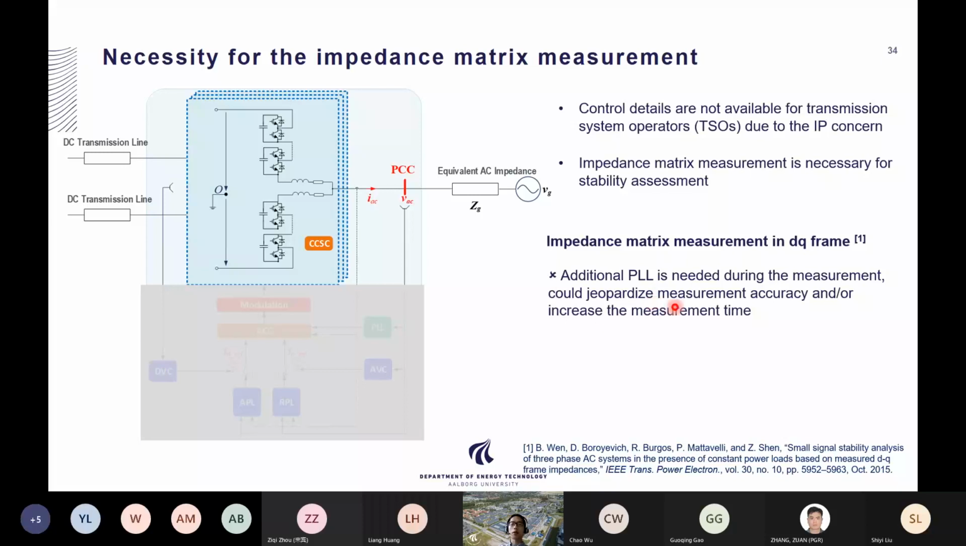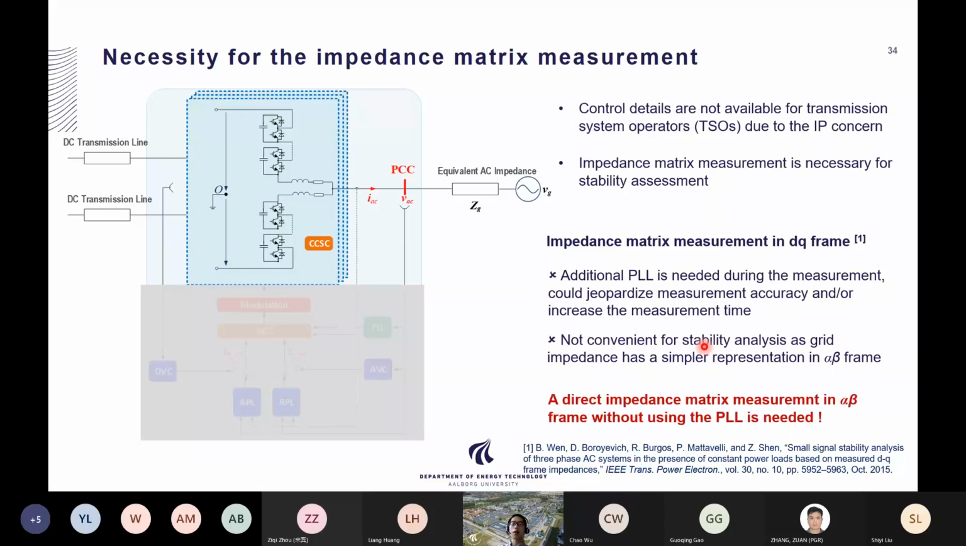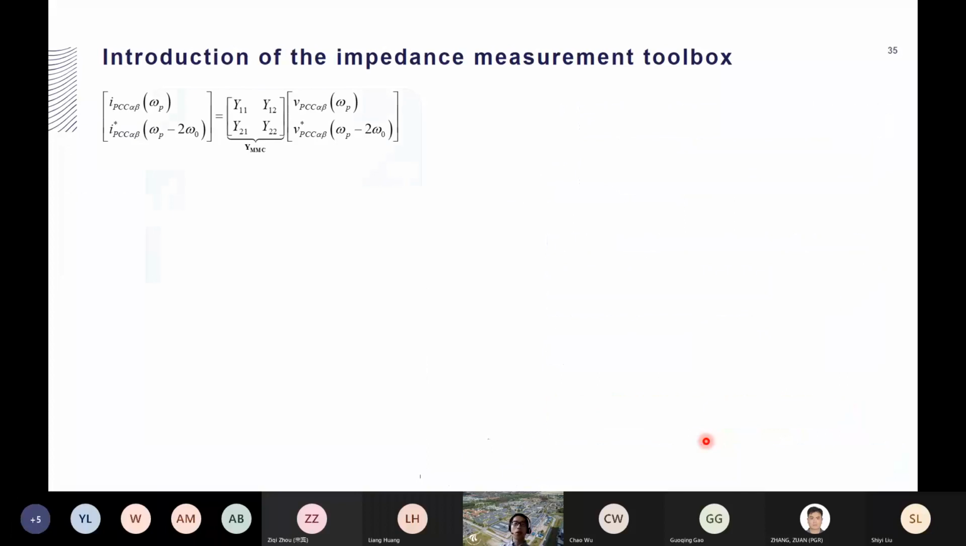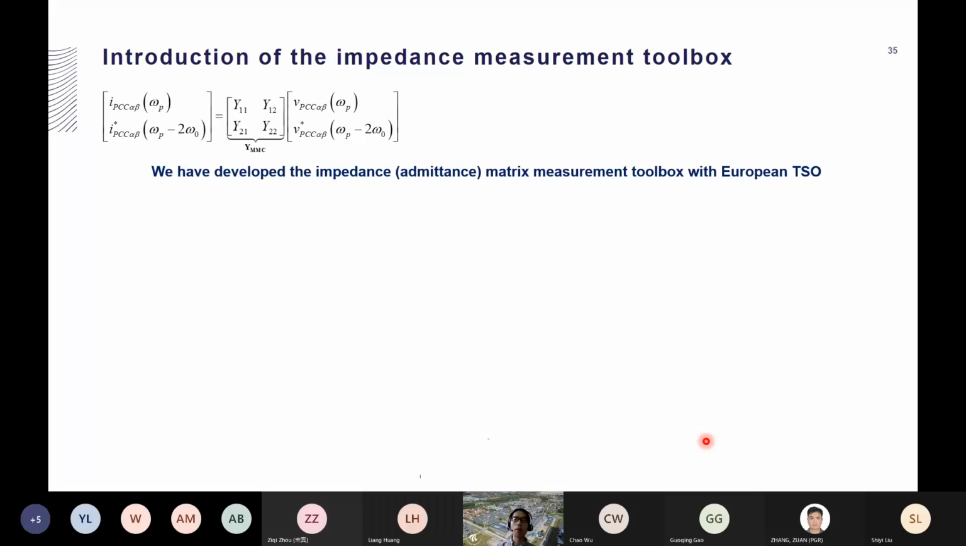Also, the resulting impedance will be in the DQ frame, which is not convenient for stability analysis, because we know that the grid impedance, for example an inductor, has a simpler form in the alpha beta frame. So we said, why don't we come up with a direct impedance matrix measurement in the alpha beta frame without using any phase lock loop. That is what we have developed with the German transmission system operator Tennet.